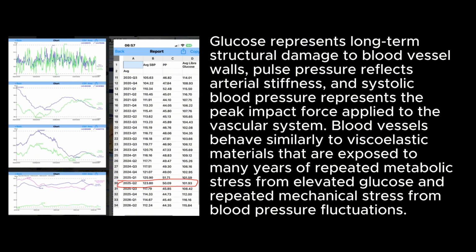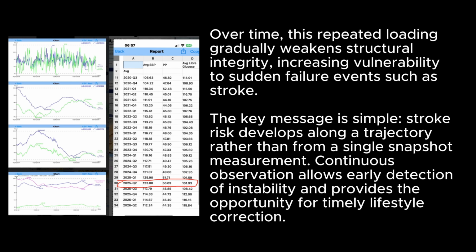Blood vessels behave similarly to viscoelastic materials that are exposed to many years of repeated metabolic stress from elevated glucose and repeated mechanical stress from blood pressure fluctuations. Over time, this repeated loading gradually weakens structural integrity, increasing vulnerability to sudden failure events such as stroke. The key message is simple: stroke risk develops along a trajectory rather than from a single snapshot measurement. Continuous observation allows early detection of instability and provides the opportunity for timely lifestyle correction.